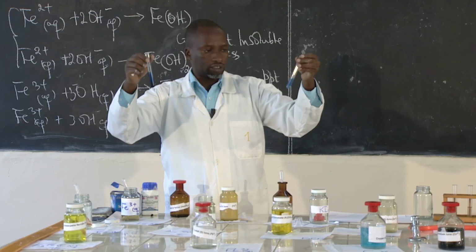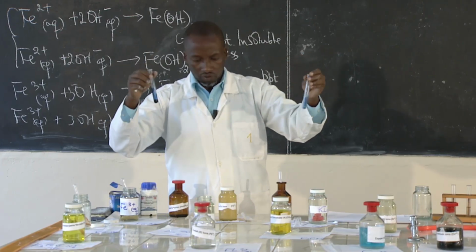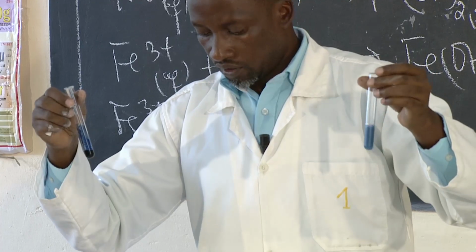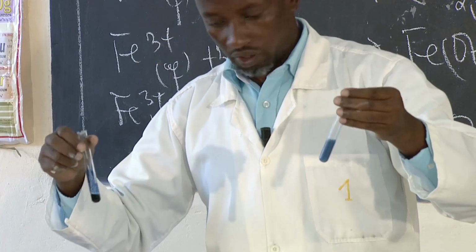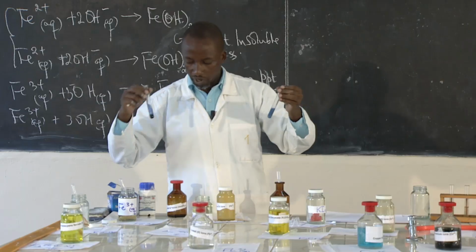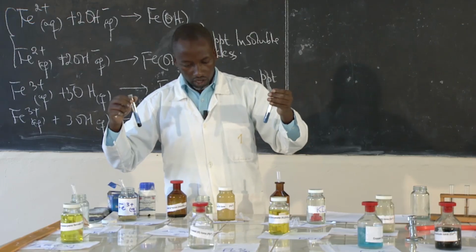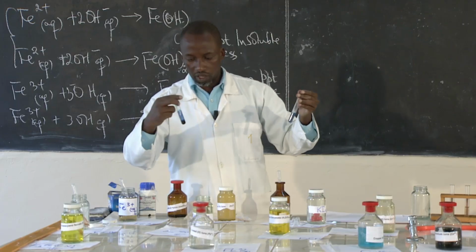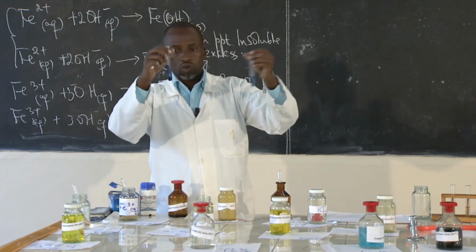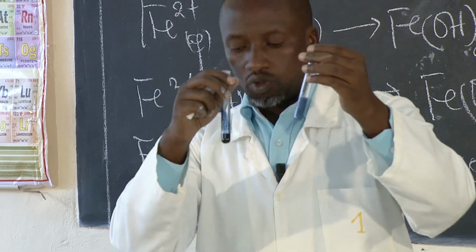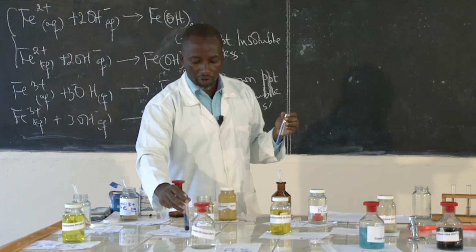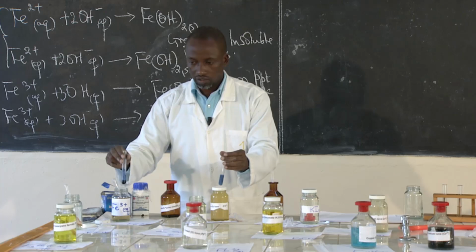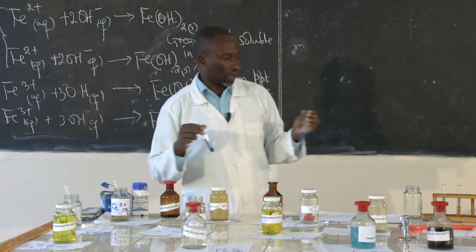This is the difference. This was for iron 2. Now this was for the iron 3 with potassium hexacyanoferrate 2. So you see this is the dark blue, so meaning that this potassium hexacyanoferrate can also be used to distinguish these two cations as well.